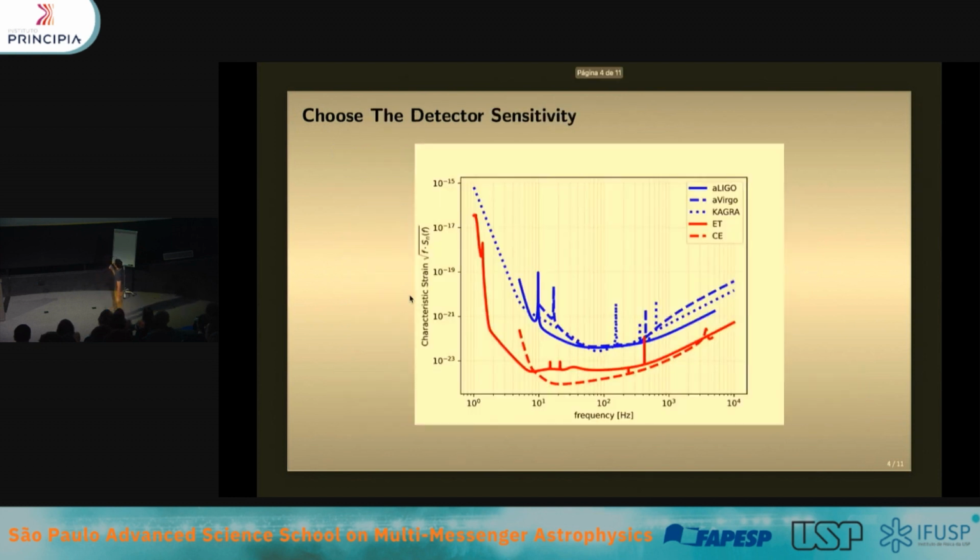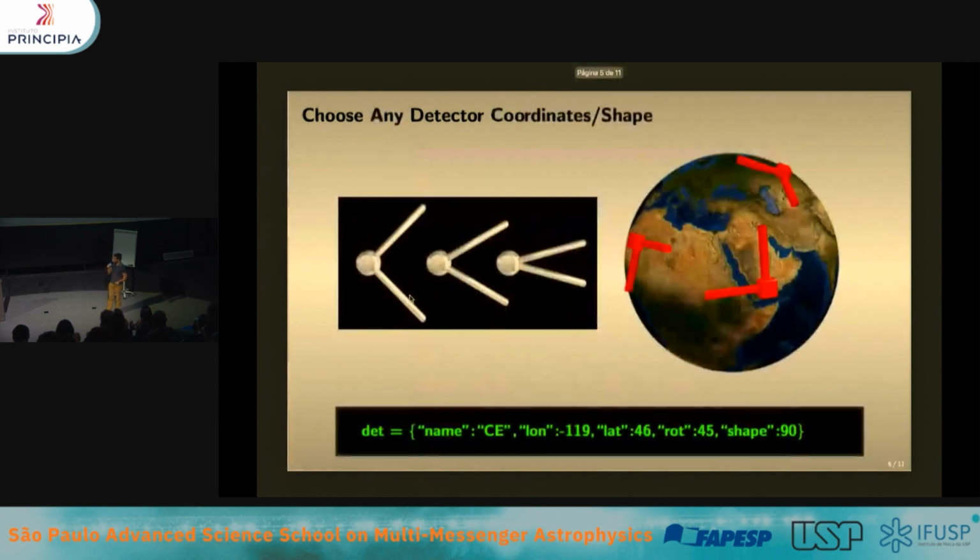For the sensitivity curves, the detectors you can use are the current second generation detectors, Advanced LIGO, Advanced Virgo, and KAGRA, as well as the third generation detectors, the Einstein Telescope and the Cosmic Explorer.